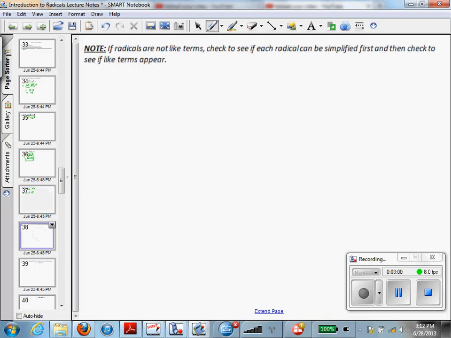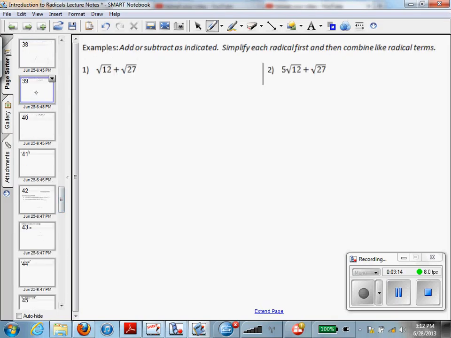Making the note, if radicals are not like, check to see if each radical can be simplified first, and then check to see if like terms appear. So this is actually going to deal with simplifying radicals to see if they're hiding what we're looking for. So examples would be to add or subtract as indicated, simplify each radical first, and then combine like radical terms.